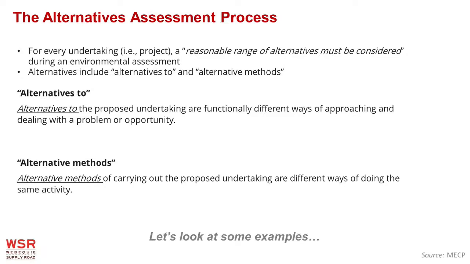So what do we mean by alternatives to? Alternatives to the proposed undertaking are what you call functionally different ways of approaching and dealing with a problem or an opportunity. Alternative methods of carrying out the proposed undertaking are different ways of doing the same activity. So it's important to understand the difference between those two. And maybe now let's look at some examples of those.